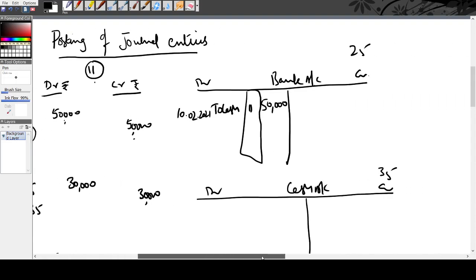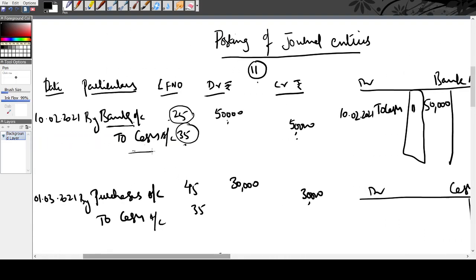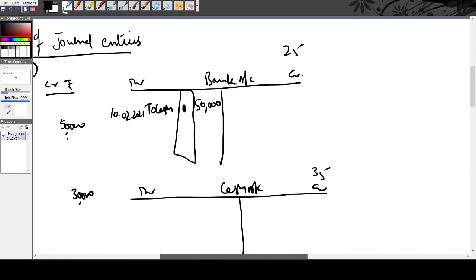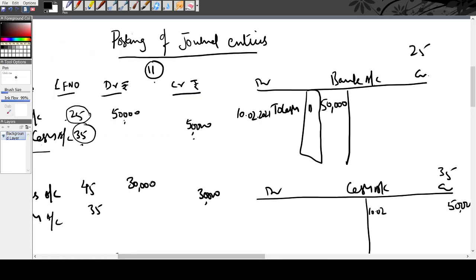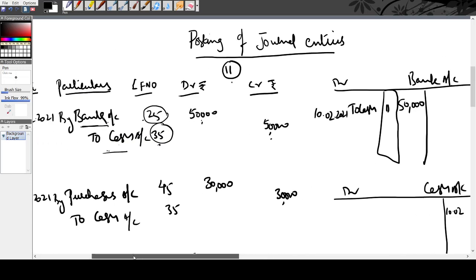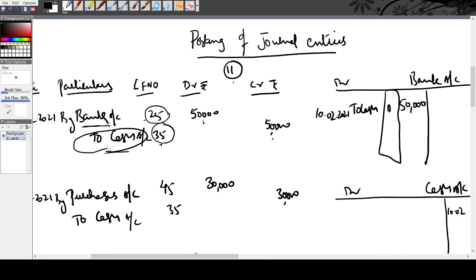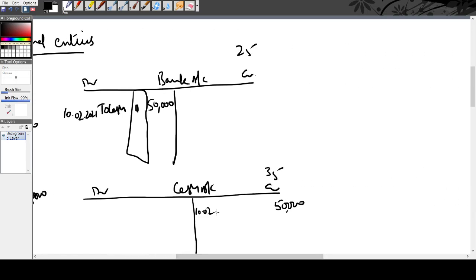Now come to the cash account. In this journal entry, cash account has to be credited with 50,000. So I go to the cash account, I credit cash with 50,000. Date of the transaction is same, 10th February. And here in this journal entry, cash account is in credit. Opposite of credit is debit. And what is written in debit? By bank. So that we have to write here, by bank. And I'll again write page number 11 here. That is the journal folio number. Okay, so this is how I post it in the cash account.